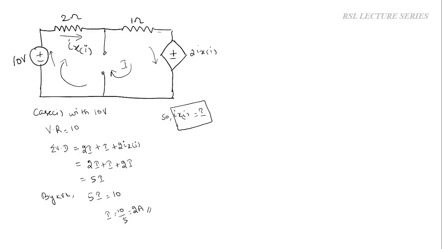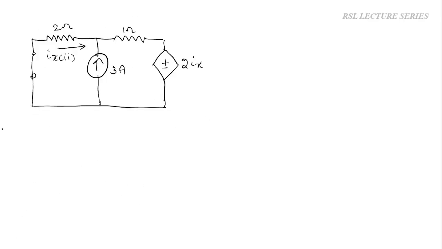So now we have to find out case 2. Okay. In case 2, we are considering the 3 ampere source only. So the other source, the 10 volt source, is short circuited. If it is a current source, we have to open circuit it. In the previous case, we open circuited this one. In the second case, since it is a voltage source, we have to short circuit this. Here again we are considering the current as Ix suffix 2, so here also we will consider the same notation.